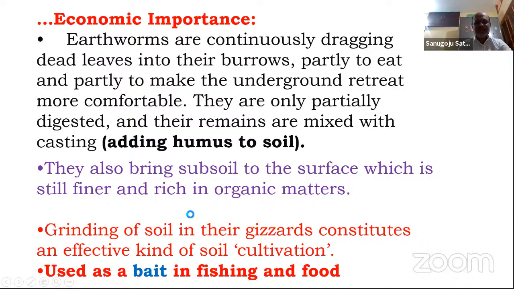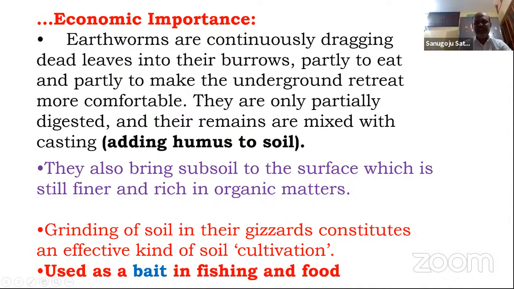And as we know, the digestive system of the Pheretima, we discussed the grinding mill. The grinding mill is what? The gizzard. The gizzard is the grinding mill of the Pheretima digestive tract, or alimentary canal. The grinding of soil in their gizzards constitutes an effective kind of soil cultivation. They are used as bait in fishing and food. Fish can be captured by keeping this earthworm in traps, the U-shaped traps, and using it to capture fish from the ponds. That's why it is used as bait in fishing and food.